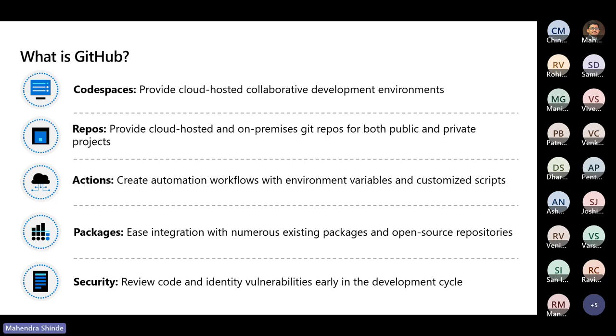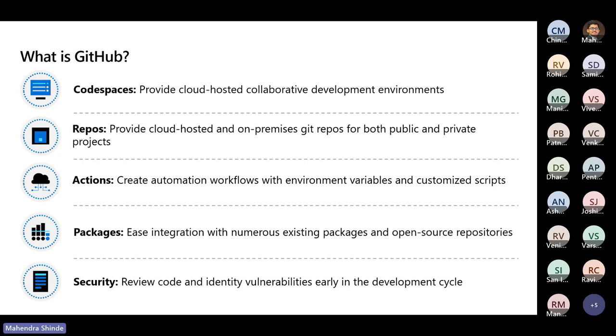GitHub provides unlimited public and private repositories for all its subscription users, free users and paid users. It has another interesting feature called Codespaces, which provides a cloud-hosted development environment. So you don't have to install any kind of IDE or development environment on your local machine. You can do the development right from the browser. Codespaces will give you everything: the required dependency management tool, language runtime, build tool, and everything. You don't even have to install Git on your machine. If you use Codespaces, your development will happen directly on the cloud.